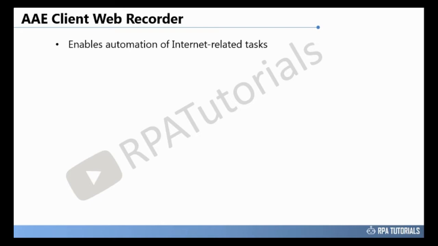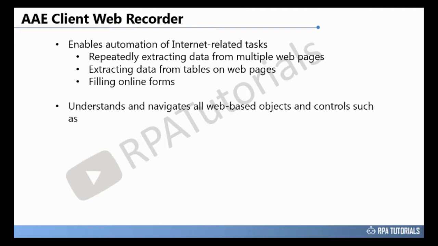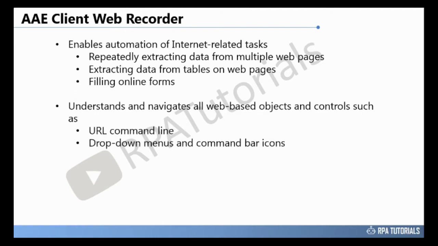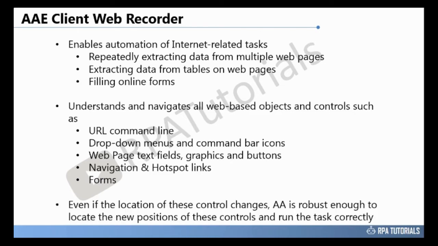Most common uses of the web recorder are to perform actions such as repeatedly extracting data from multiple web pages, extracting data from tables on web pages, and filling online web forms. The web recorder understands and navigates all web-based objects and controls such as the URL command line, drop-down menus and command bar icons, web page text fields, graphics and button, navigation and hotspot links, and web forms. It is robust and powerful enough to locate these captured controls and objects during runtime, even when the layout of the web page changes and these objects move to a new location.